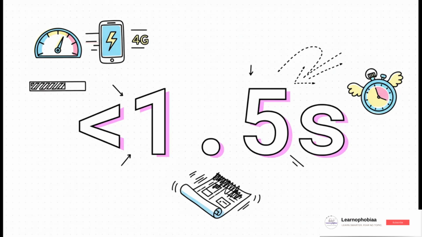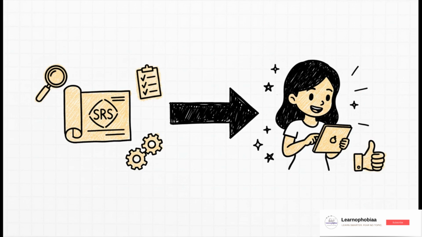And performance isn't just a suggestion either. The blueprint demands that the main user dashboard has to load in under 1.5 seconds on a standard 4G network. This isn't just a nice-to-have, it's a strict requirement to make sure the user experience is snappy and responsive, not slow and frustrating.